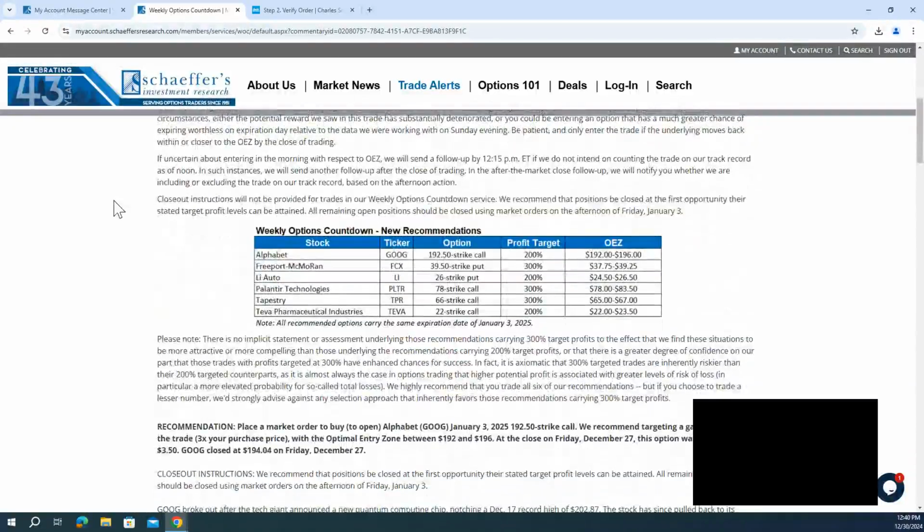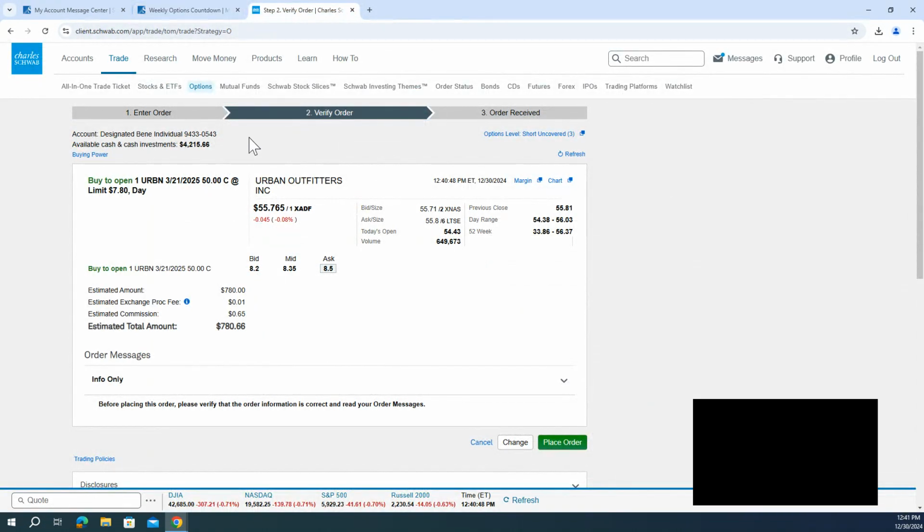So what we want to do is take a look at our Alphabet, Google 192.50 call, and they want us to have a profit target at 200%. But here they do not give us the limit price. Here they want us to use a market order. And the market order is valid only if the stock is trading between 192 to 196. So let's take a look at Google right now.